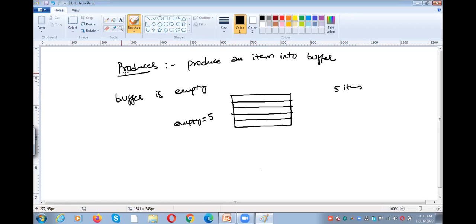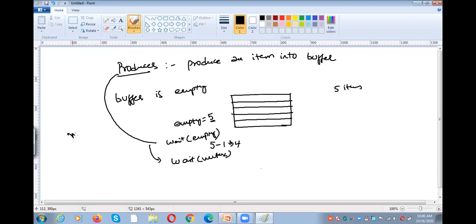So what will the producer do? The producer will perform wait of empty. What is the empty value? 5. So 5 minus 1, it will become 4. After that, what will it perform? Wait of mutex. Initially, the mutex value is 1. So wait of mutex means it will become 0. Wait means 1 minus 1, decrementing the mutex value by 1. So 1 minus 1 means 0.